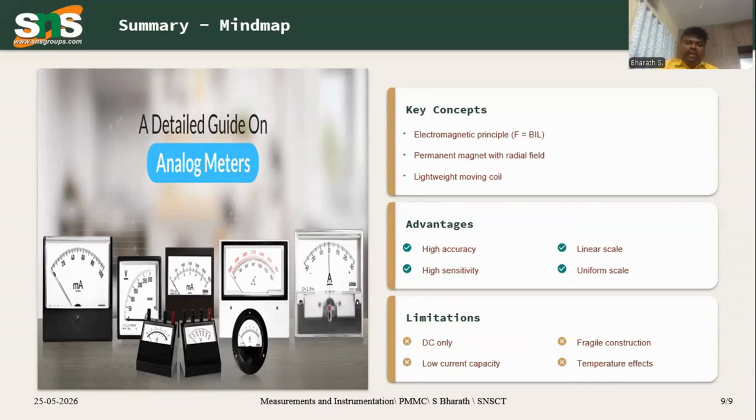As a whole, it has various advantages like high accuracy, linear scale, high sensitivity, and uniform scale. Some limitations are there for a PMMC instrument. That is, it is DC only, has low current capacity, is fragile in construction, and has temperature effects. So this is about the permanent magnet moving coil instruments.